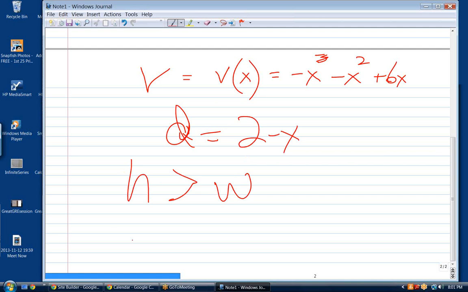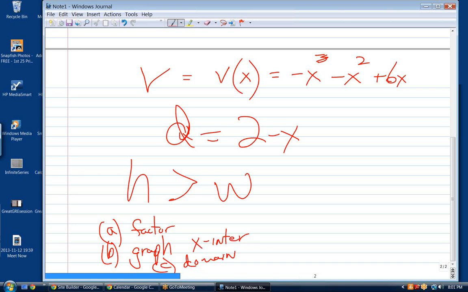A is factor the polynomial to find linear expressions for the height and the width. B is graph the function, finding the x-intercepts. What do they represent? C is describe a realistic domain for the function. And D is find the maximum volume of the CD holder. Did I get this right? The depth is equal to 2 minus x? Yeah. Okay.